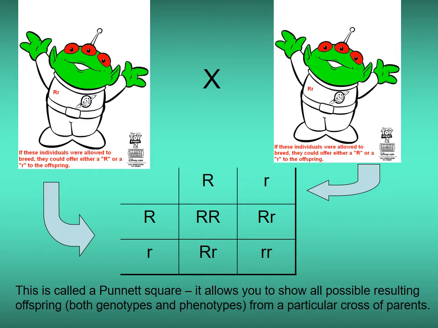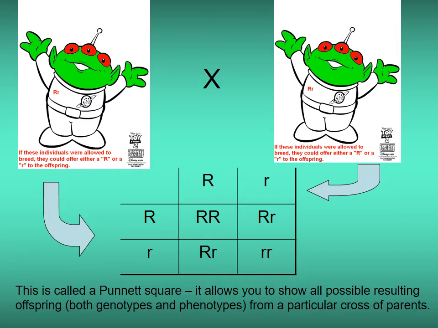So here's what that looks like if we do a Punnett square. All right, a Punnett square is something that allows you to show all possible resulting offspring, both the genotypes and the phenotypes, from a particular cross of parents. It doesn't tell you the babies you have exactly. It tells you the possible babies you could have. Okay, it's important to recognize that. These are just possible offspring.